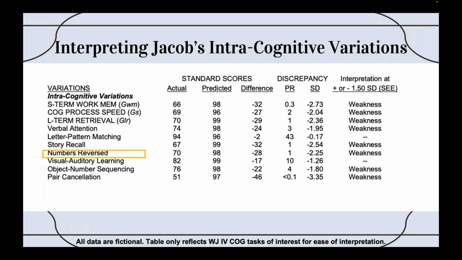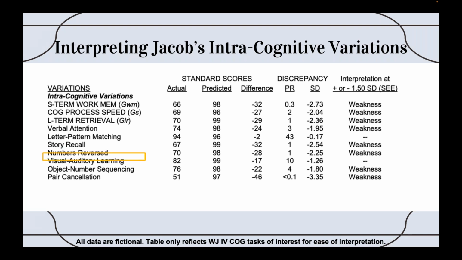Numbers reversed, as we see. Numbers reversed is a measure of working memory capacity or attentional capacity. And we can see that his performance on this test also was a personal weakness, right? So thinking again about how limited working memory capacity, limited attentional capacity, just like when we think about verbal attention being a personal weakness, how that can impact how much information Jacob could hold in his awareness and work on at any given time. And if that's really impacted, that could be related to his difficulties in managing multi-step directions.